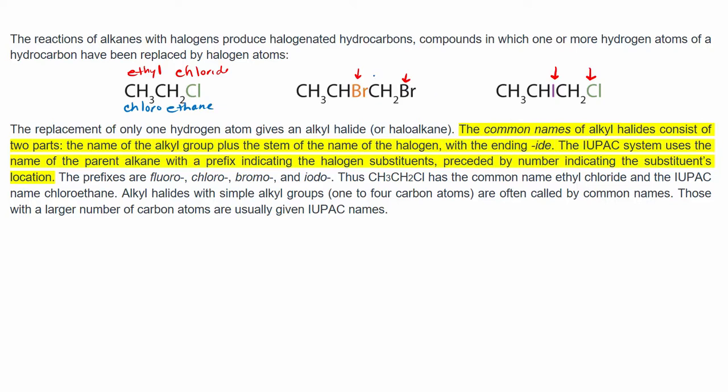Whereas this one here, we would count our carbons. So we have a propane, and this would be 1,2-dibromopropane. This compound would be 1-chloro-2-iodopropane.